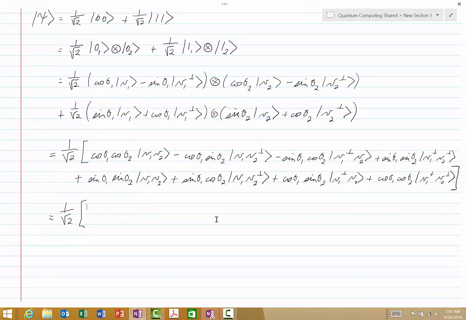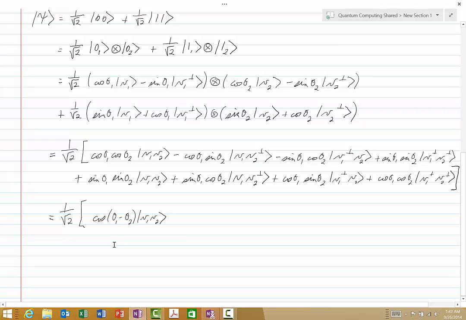And fortunately, this will simplify a good bit. The two terms with V1, V2, we have cosine theta 1, cosine theta 2 plus sine theta 1, sine theta 2. So that's the same thing as cosine of theta 1 minus theta 2, V1, V2.